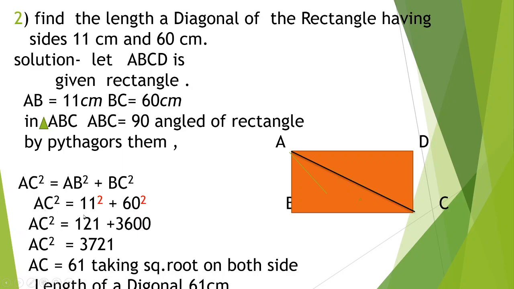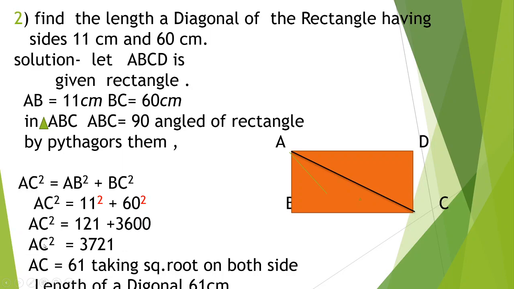AC square is equal to, put the value of AB and BC, 11 square plus 60 square. Therefore, AC square is equal to 11 square is 121 plus 60 square you get 3600. Therefore, adding 121 and 3600 you get AC square is equal to 3721.